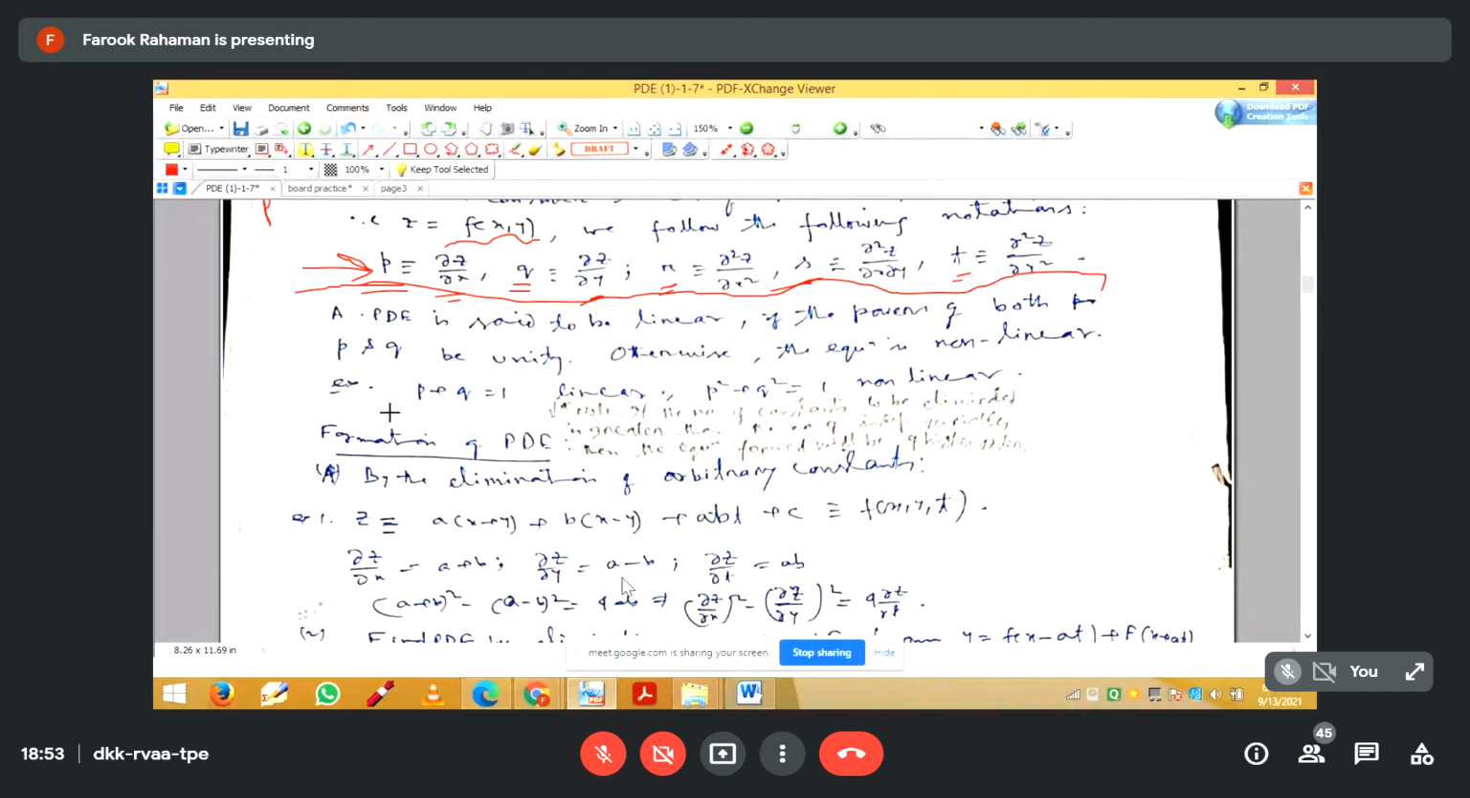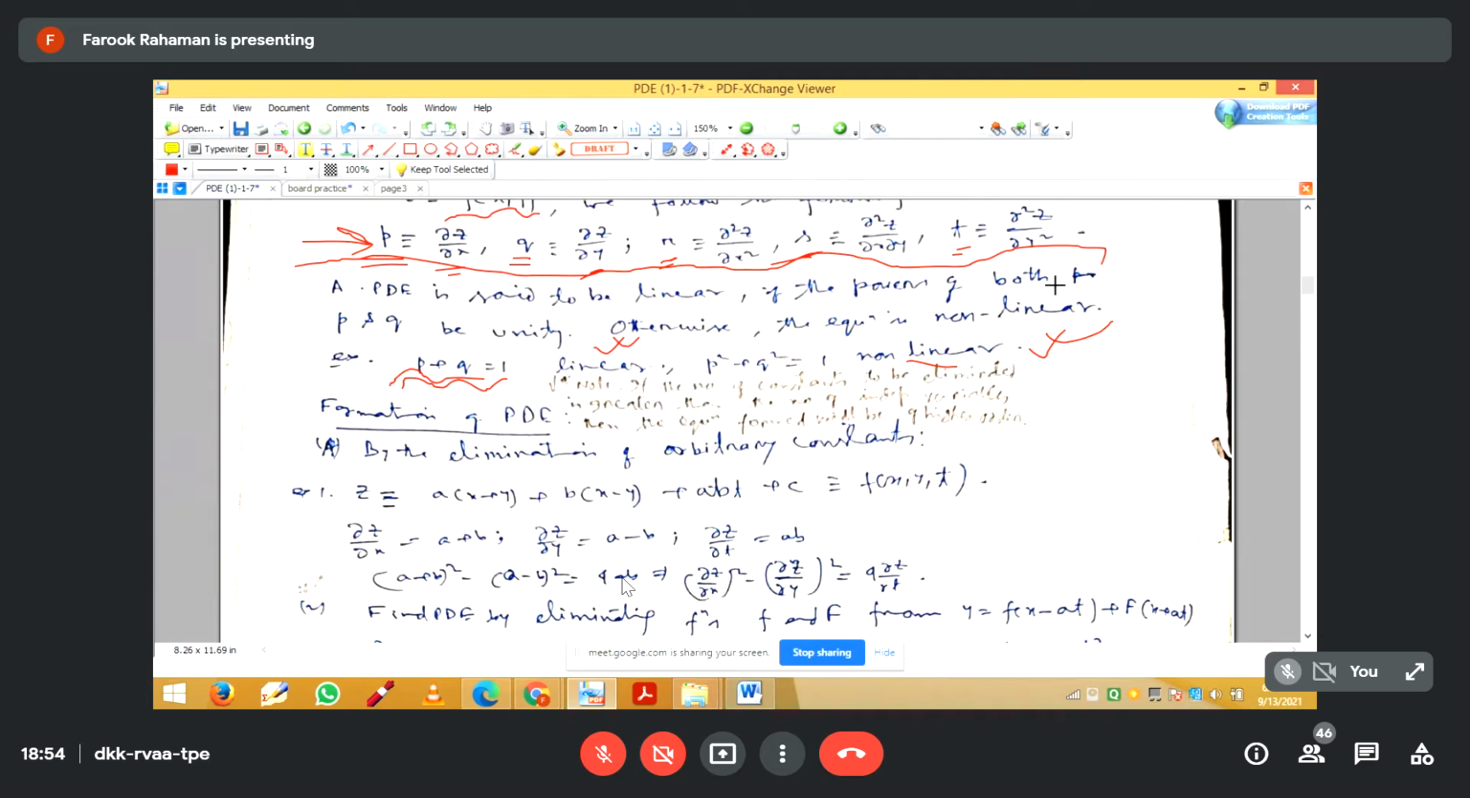Now consider the differential equation p plus q equal to 1. That means the partial derivative with respect to x plus the partial derivative with respect to y equal to 1. That is a first order differential equation, and we call it a linear differential equation. But for the second one, p square plus q square equal to 1, that means del z del x whole square plus del z del y whole square equal to 1. Definitely this is non-linear, because the power of the derivative is more than 1. Up to 1 it is known as linear, and more than 1 it is called non-linear. Just remember this.